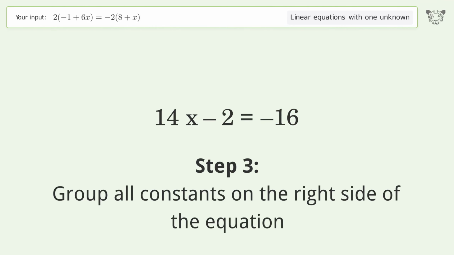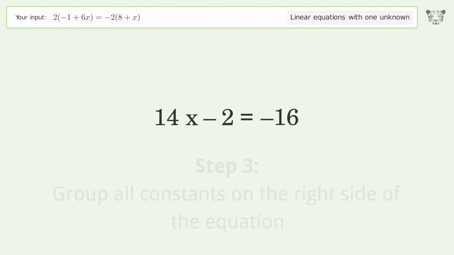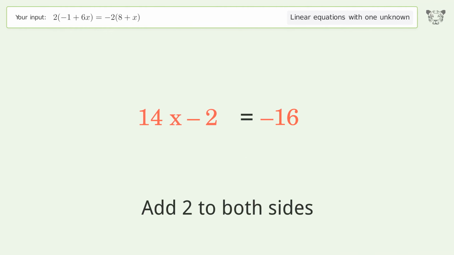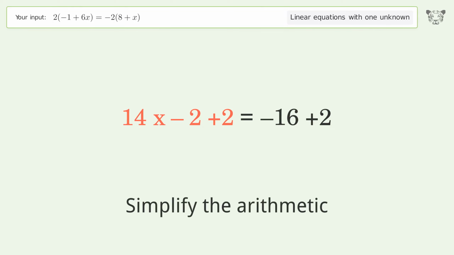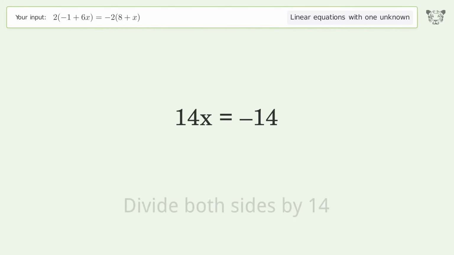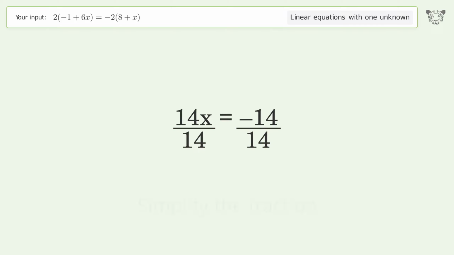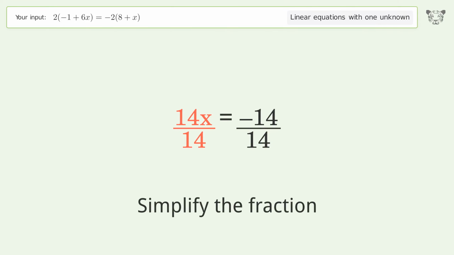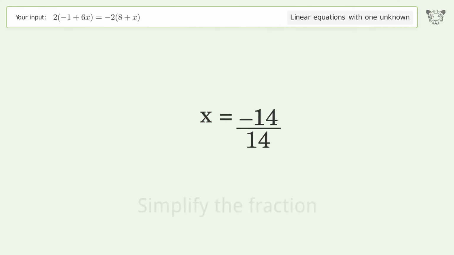Group all constants on the right side of the equation. Add 2 to both sides. Simplify the arithmetic. Isolate the x. Divide both sides by 14. Simplify the fraction. And so the final result is x equals -1.